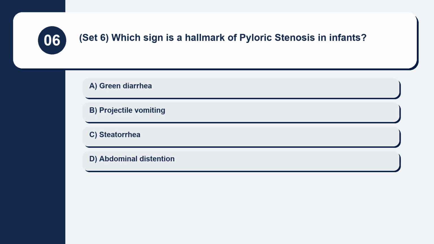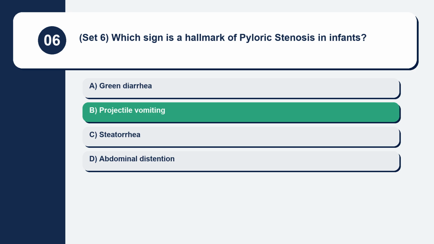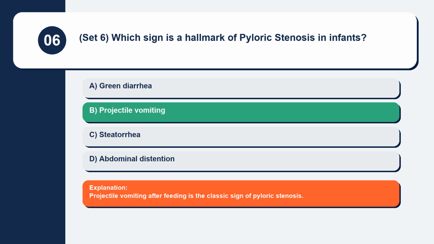Question 6. Set 6. Which sign is a hallmark of pyloric stenosis in infants? Green diarrhea, projectile vomiting, steatorrhea, abdominal distension. Projectile vomiting after feeding is the classic sign of pyloric stenosis.